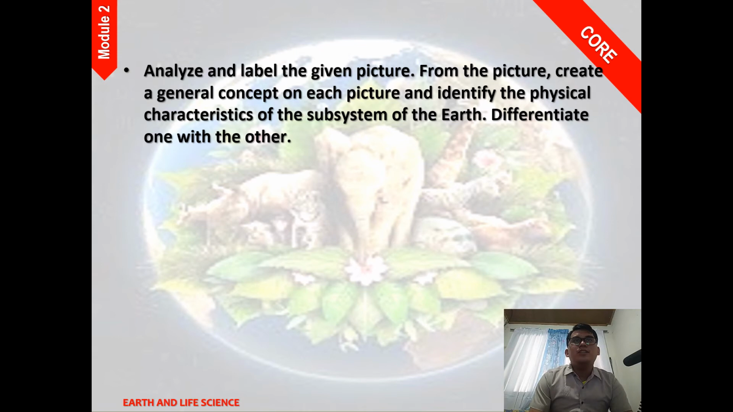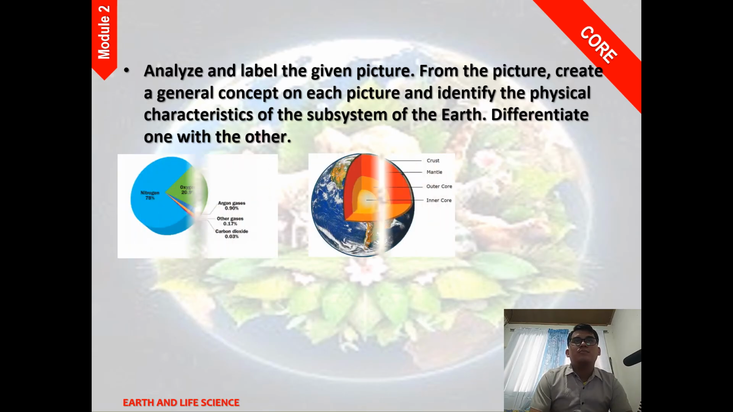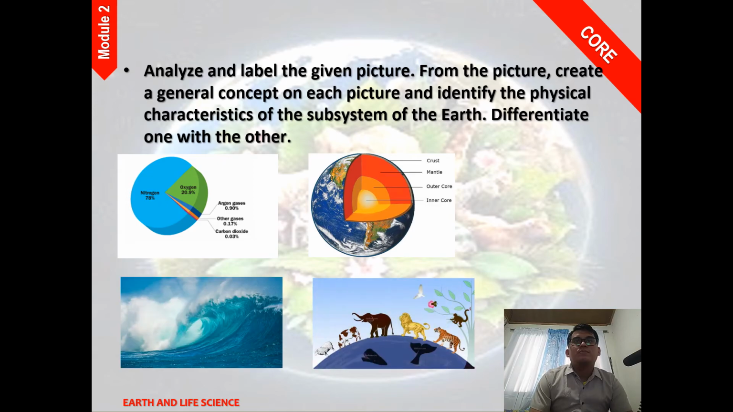Analyze and label the given picture. From the picture, create a general concept in each picture and identify the physical characteristics of the subsystem of the Earth. Differentiate one from the other. You have 90 seconds to analyze the pictures.